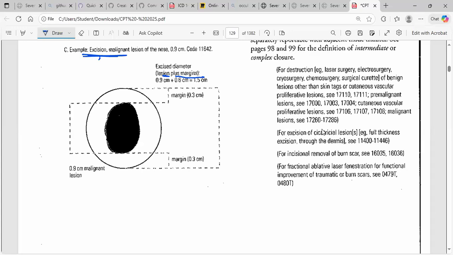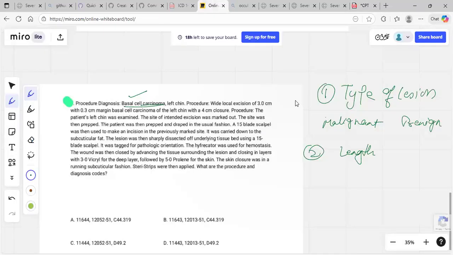Like you can see here, the patient has a 0.9 centimeter lesion, and there is a 0.3 margin on each side. So 0.3 and then 0.3, the total will be 1.5. So you are going to bill a 1.5 centimeter excision instead of the 0.9 centimeter excision. Clear to everyone? First step, type of lesion. The second step is to identify the exact excision diameter, and your excision diameter is the length of the lesion plus the length of the margins.